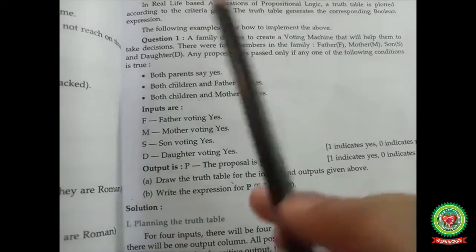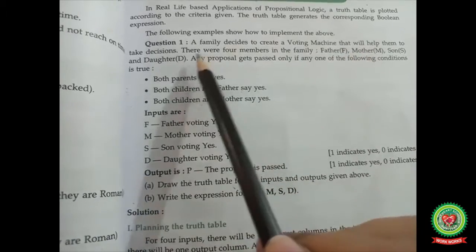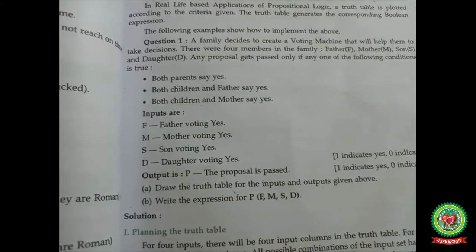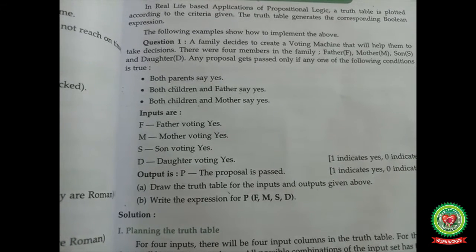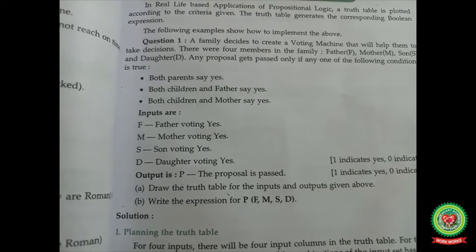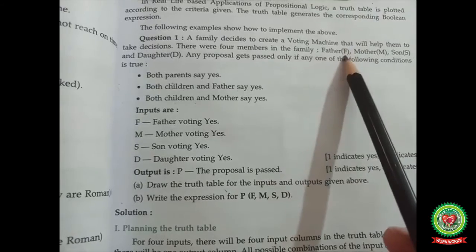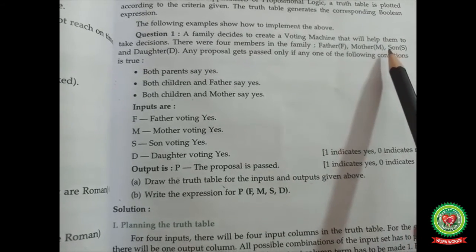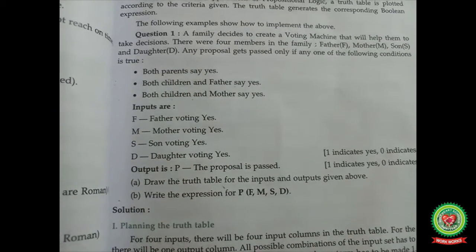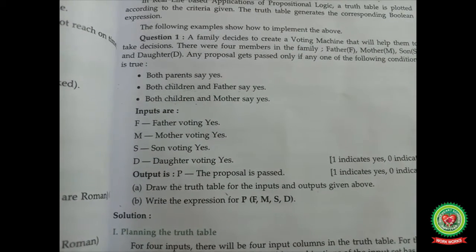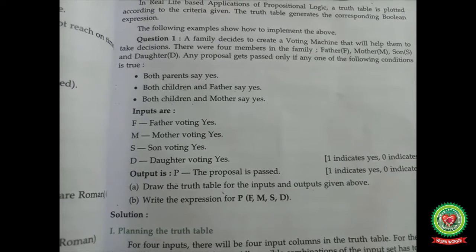Question 1. A family decides to create a voting machine that will help them to take decisions. There were 4 members in the family: father, mother, son and daughter. You can notice here that father is denoted with the variable F, mother with variable M, son with variable S and daughter with variable T. Any proposal gets passed only if any one of the following conditions is true.